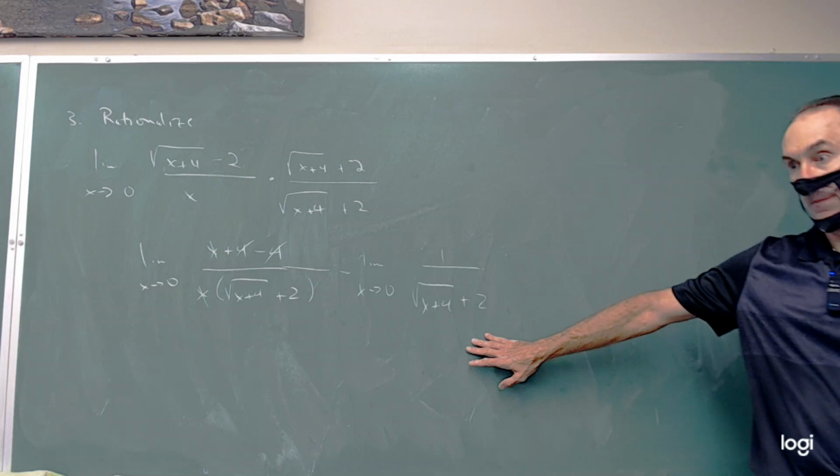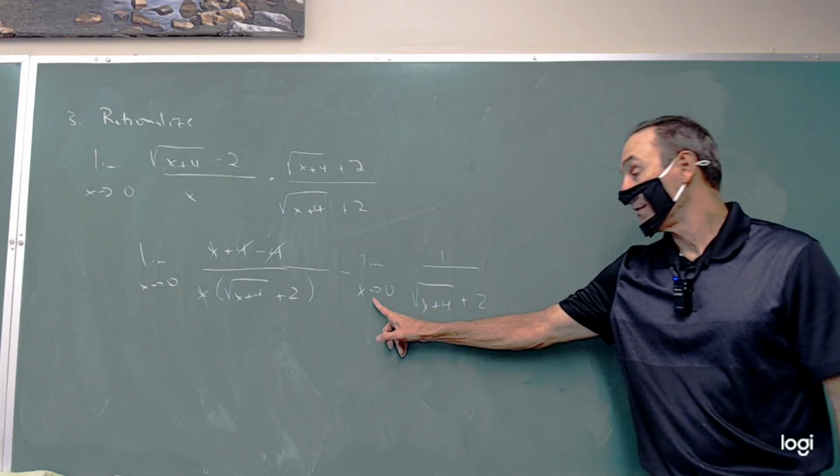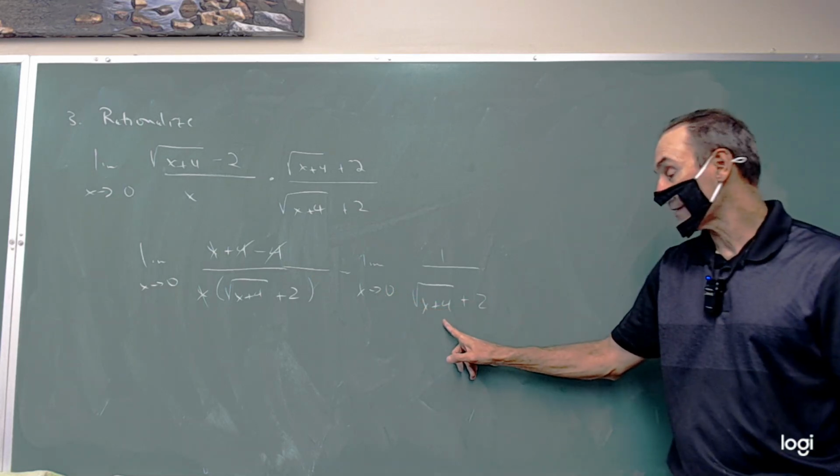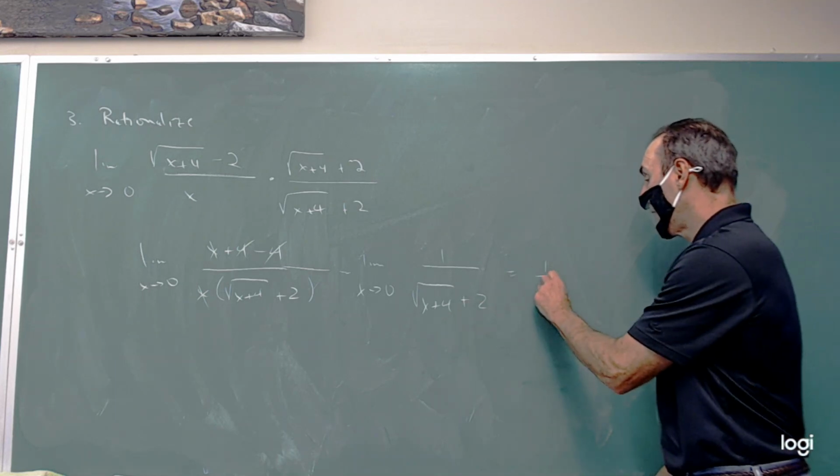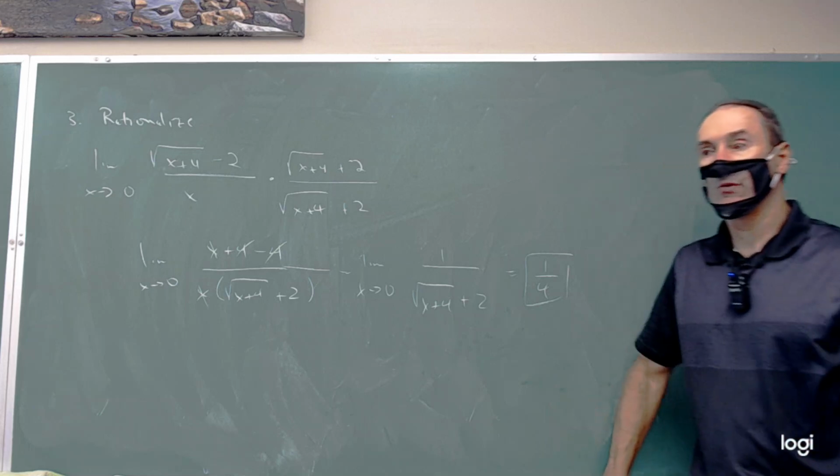You with me? Now we can direct substitute in the 0 for the x. Square root of 4 is 2, plus 2 is 4. Our limit is going to be 1/4.